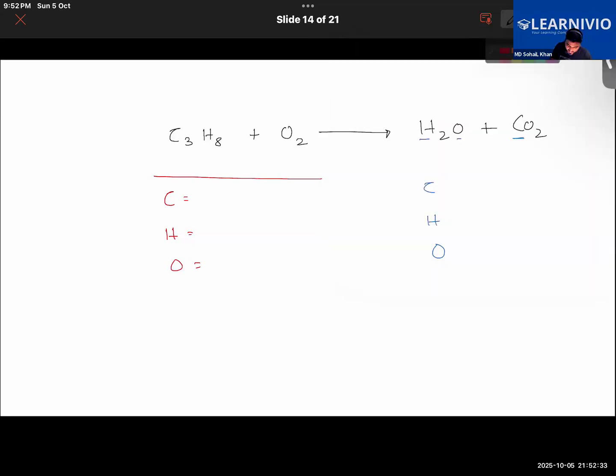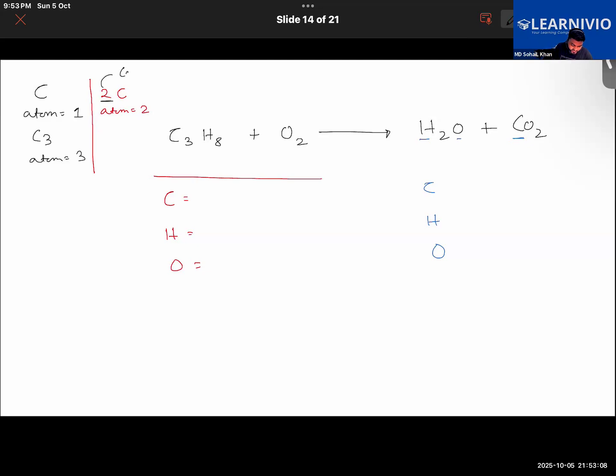If an element is written like carbon, how many atoms are there? Only one atom. If it is written as C3, how many atoms? Three atoms. Now suppose I make a change and write it as 2C. How many atoms are there? I have written two here, so two atoms.